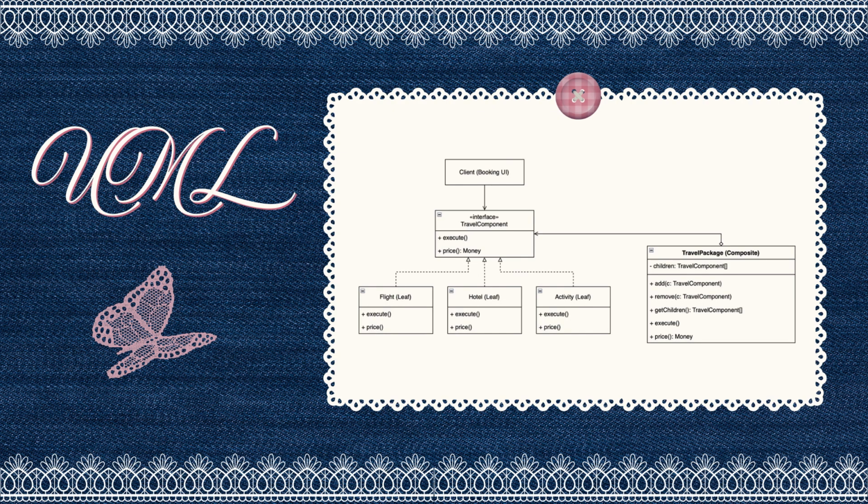It manages children and lets us add or remove them. When the client calls execute or price on the package, it goes recursively through all children and sums the total price. This hides complexity from the UI, keeps clients simple, and makes the system extensible. The trade-off is having more classes and potential overhead in very deep hierarchies. Overall, it provides a clear and flexible structure for building travel bundles.